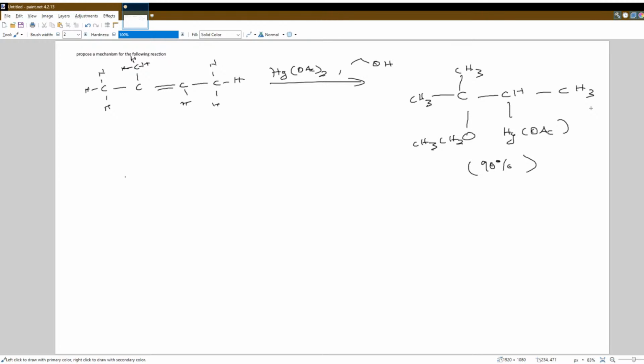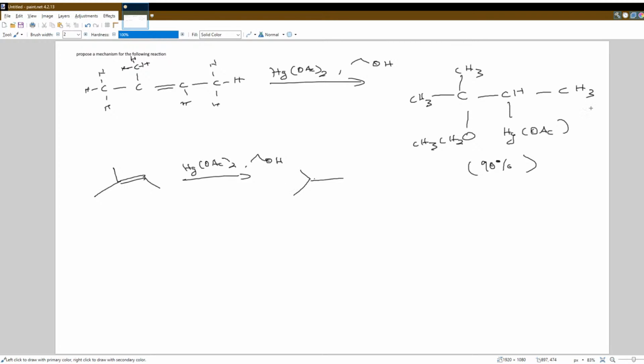So let's first draw our molecule. 1, 2, bam, bam, bam. I guess it doesn't really matter if it's cis or trans. So let's do cis, I guess. Or is this cis trans? This is Z? I don't know how to classify this. Geminal. That's what it is. Okay. And so what happens here? We have Hg(OAc)2, and the ethanol.